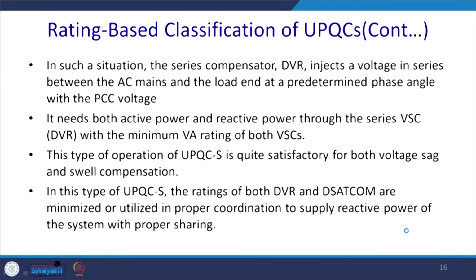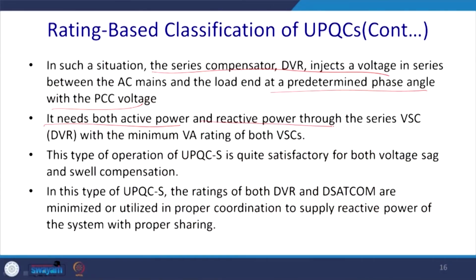Now, what happens here? In such a situation, the series compensation DVR injects a voltage in series between the AC mains and the load end, at a phase angle at the PCC. It is pre-calculated. So, what kind of voltage do you require to inject? You will solve this problem in the assignment, what kind of angle is required to be calculated. Based on that, you will set the angle for the injection. It needs both active power and reactive power through the series VSC.